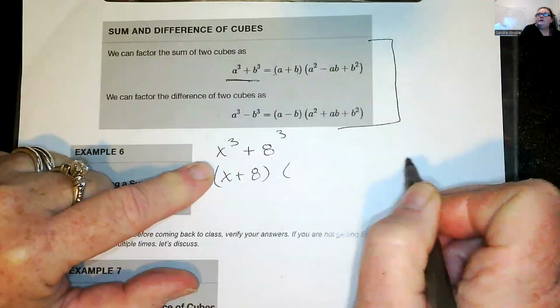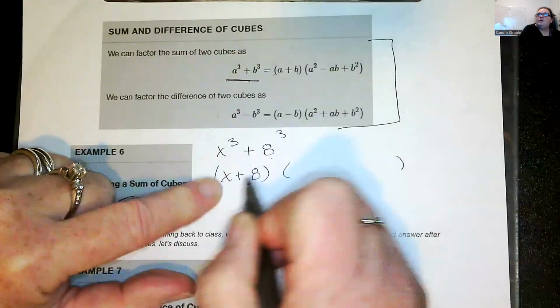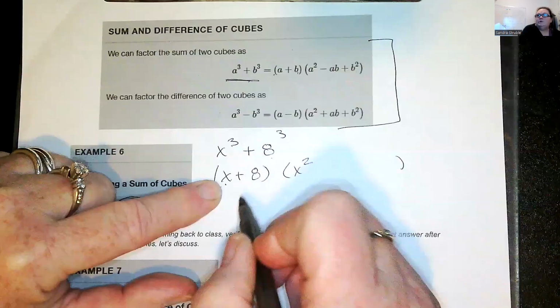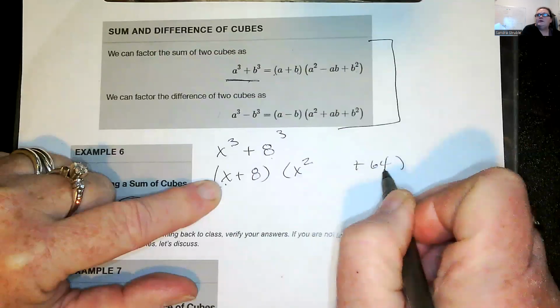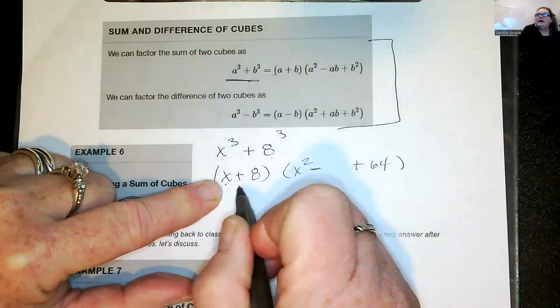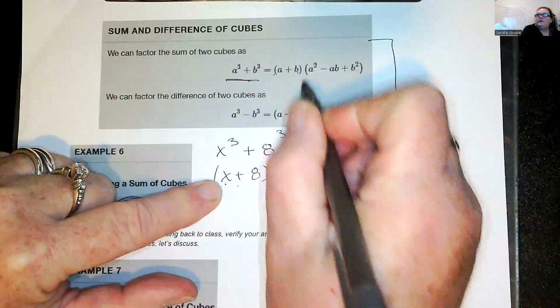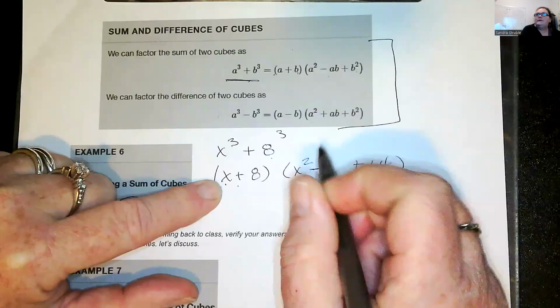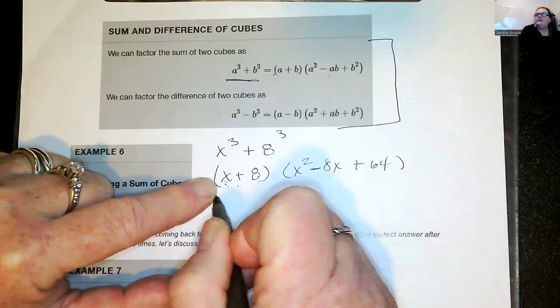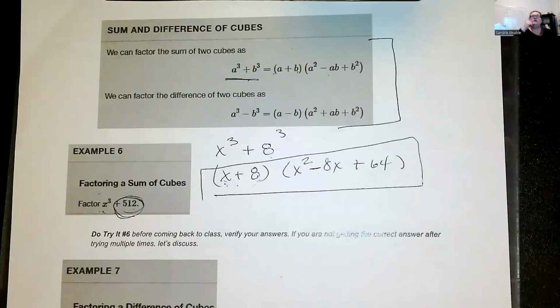And then for the trinomial, you square the x, and you square the last one. That's why I always think of it this way. And then the sign has to be negative on this one, since this sign is positive. Right there, see, it's negative. And then the last thing you do is multiply these two terms together. That is the answer for factoring x cubed plus 512.